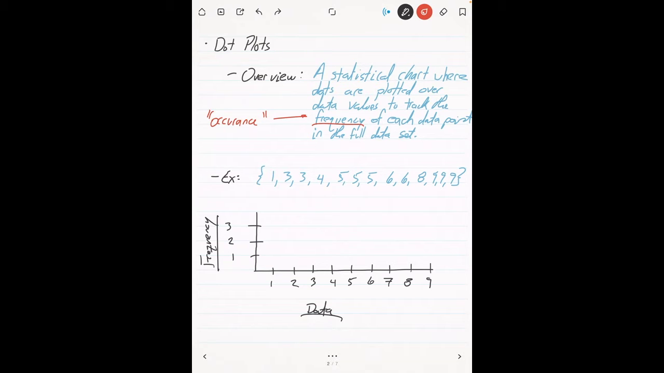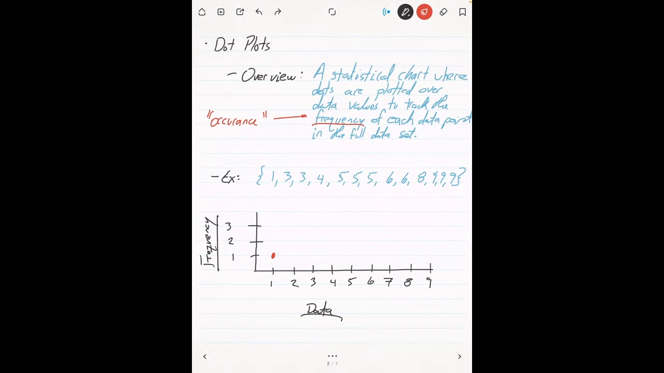What I mean by that is take all the data that we have, 1 through 9, and that's going to be on our x-axis. On our y-axis here is the frequency. How often do these numbers occur? So take a look at the number 1. How often do you see the number 1 in this data set? Well, I only see it this single time. So the number 1 occurred one time. That's why I put a dot right here. It had one frequency in the data set.